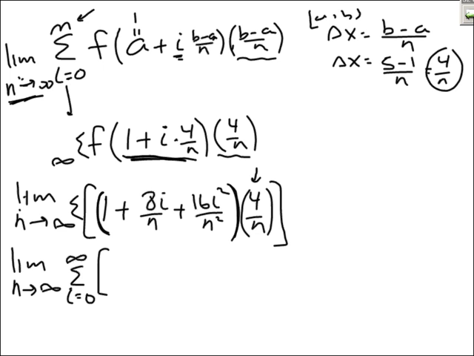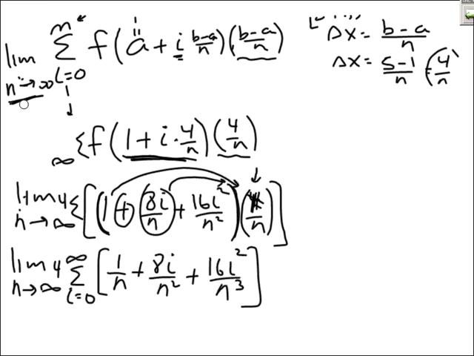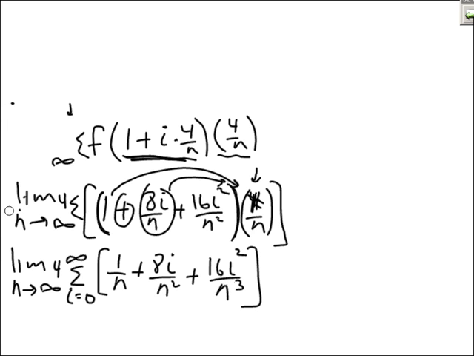In fact, I can even factor out the 4. This 4 is now in front, so there's only a 1 here. 1 times 1 over n, 1 over n, plus this times 1 over n is 8i over n squared, plus 16i squared over n cubed. Okay. So we have this last line. I'm going to erase stuff on the top. And now we're going to find this summation.